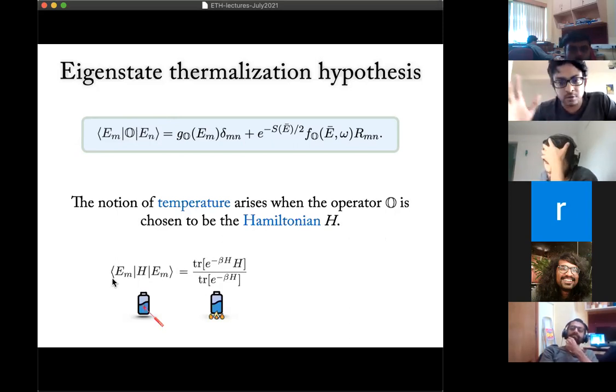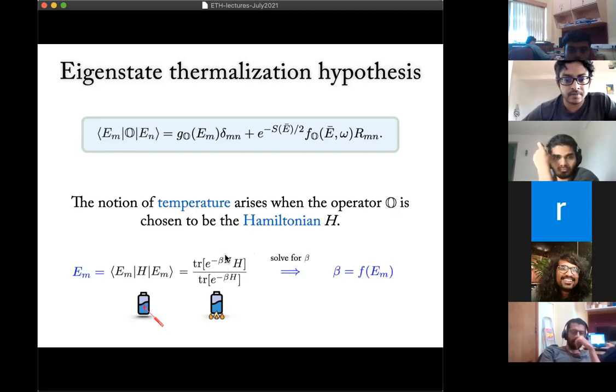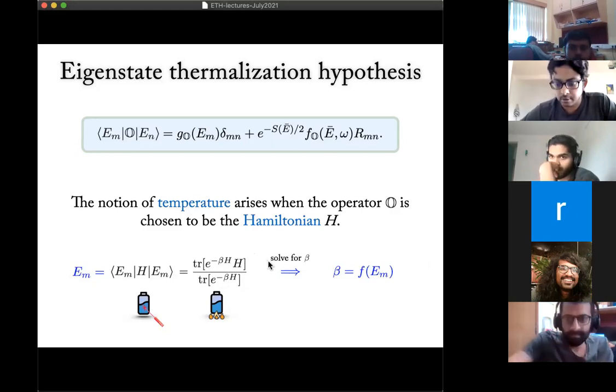When you take the operator O to be the Hamiltonian, you can look at the diagonal matrix element. The off-diagonal matrix elements are all zero because the states are orthogonal. So the diagonal matrix element in a single pure energy eigenstate is given by the left-hand side, and the right-hand side is the thermal expectation of the Hamiltonian. It's just a beta derivative of the partition function, like the free energy. The left-hand side is just the energy eigenvalue. The states are appropriately normalized, and this gives you a function of beta, and you can solve for beta as a function of E_M, and thereby get an effective temperature, which is a function of the energy of the pure state. Okay, I hope this part is clear.